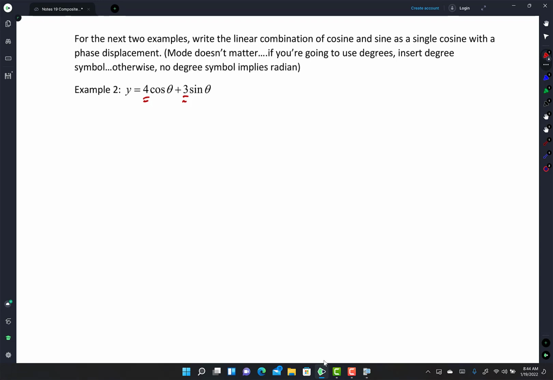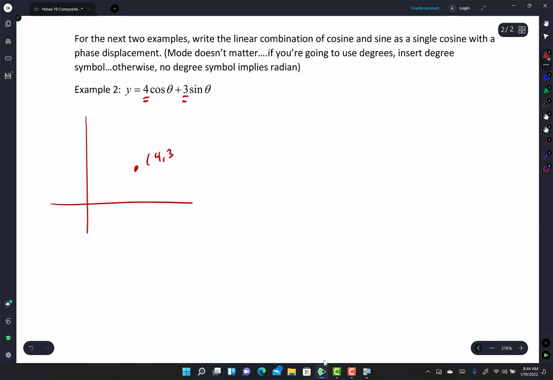All right, so here we go. I'm going to emphasize quadrant 1. I'm going to go 4 to the right, 3 up. I'm going to put a coordinate there. That is a 4, 3. This is my amplitude. And here's my reference triangle.